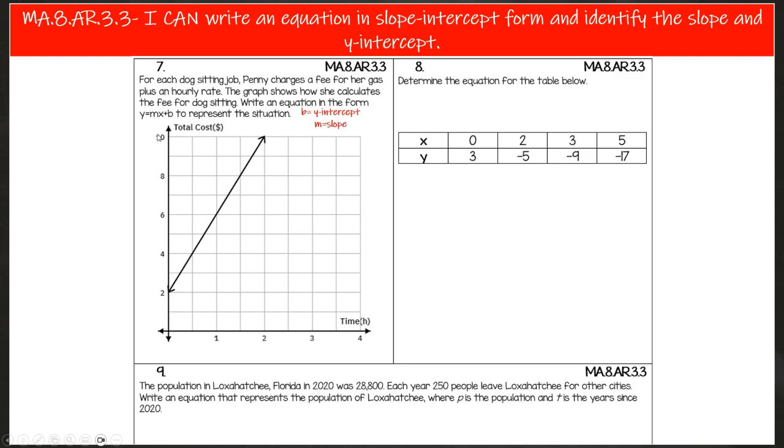So when we're trying to write an equation in slope-intercept form, we need to identify our b, our y-intercept. So we look at this line, and where does it cross this y-axis right here? Right here at 2. So our y-intercept, our b value, is equal to 2. Then we have to find our slope.